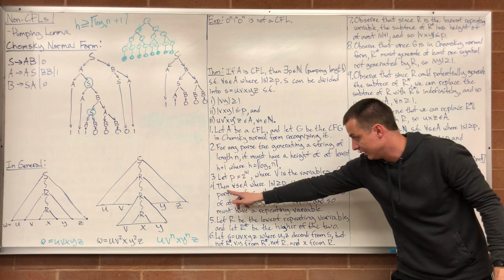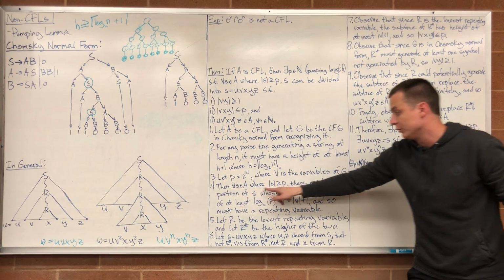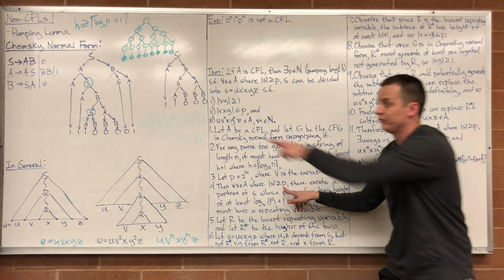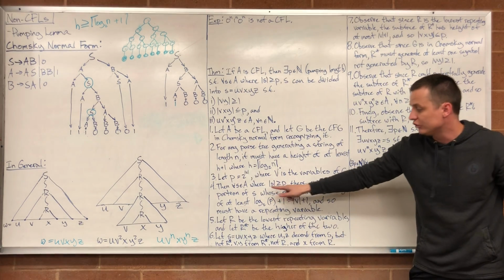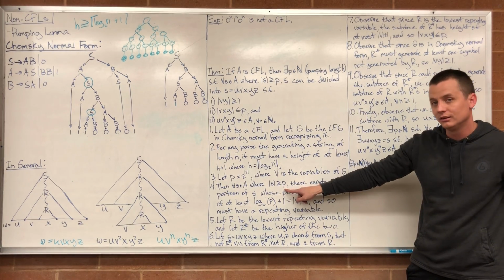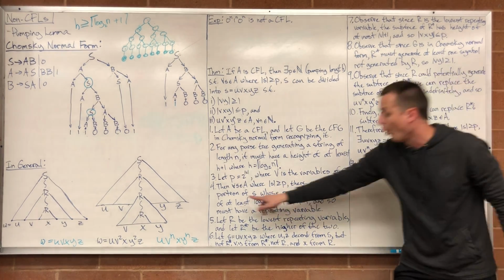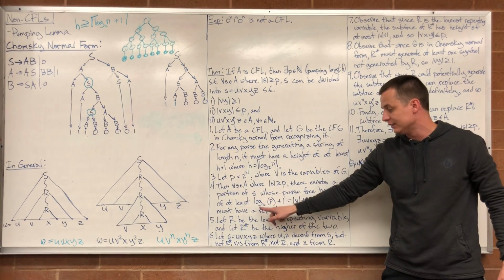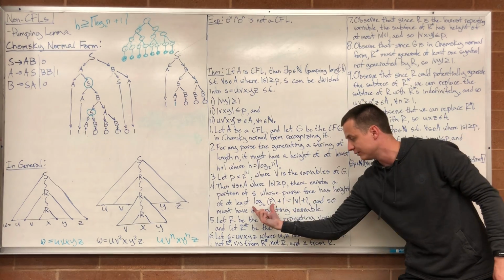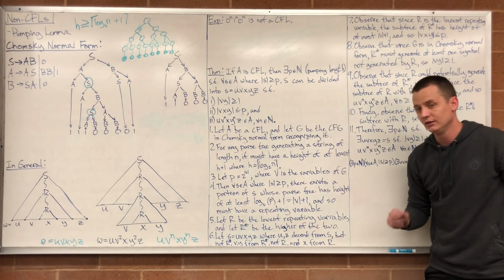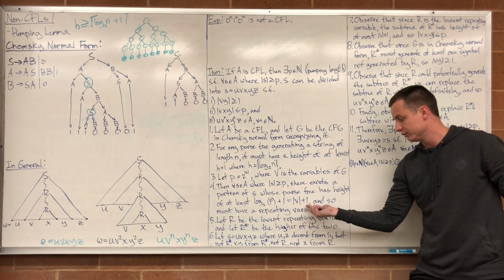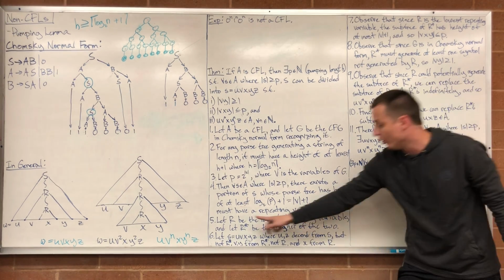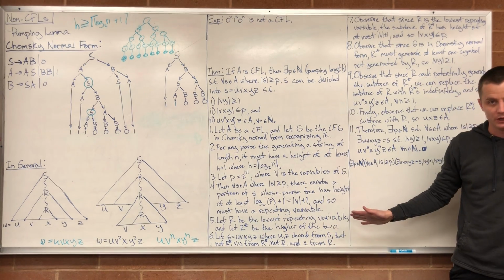So, let's say it again. For any string in our language that has length at least P, over there we've used 8, for any string that has length at least 8, there exists a portion of the string whose parse tree has a height of at least log base 2 of P, in our case 3, plus 1, which is equal to the number of variables plus 1. And so it must have a repeating variable somewhere. Good?